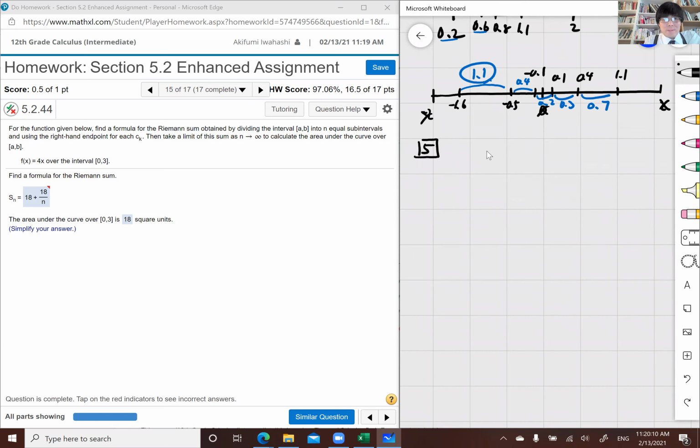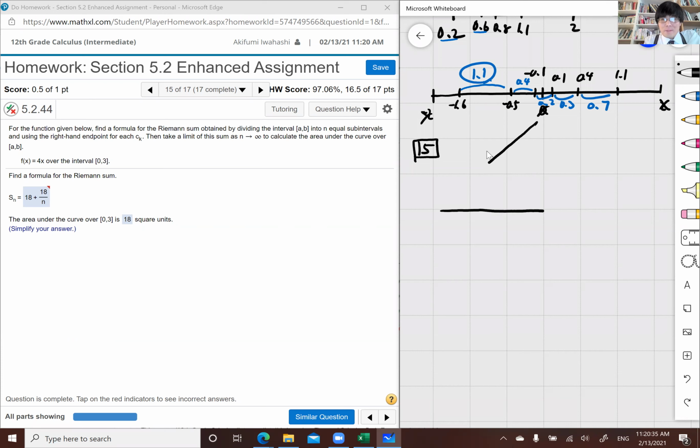So number 15. For the function given below, f of x is equal to 4x, find the formula for the Riemann sum obtained by dividing the interval into n equal subintervals and using the right-hand endpoint for each ck, then take the limit.